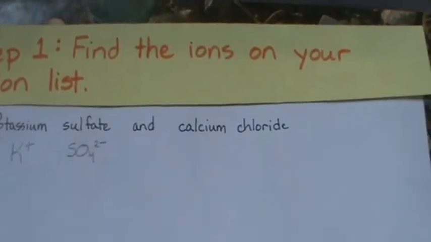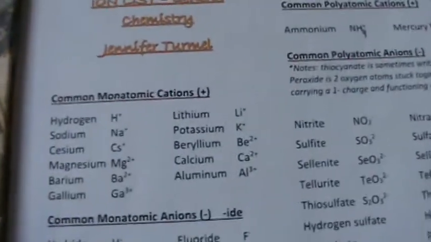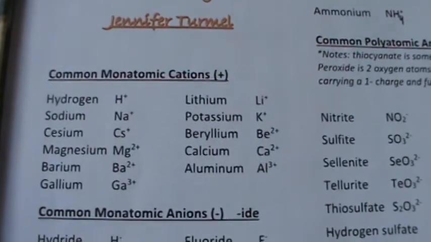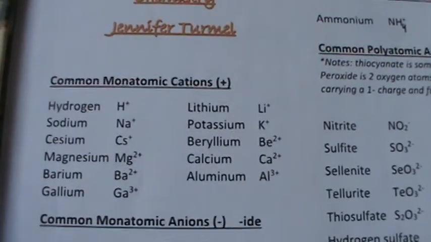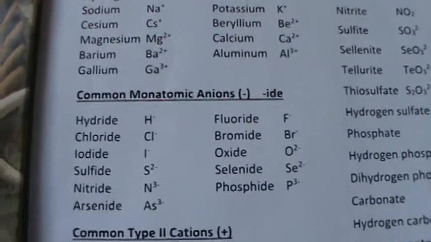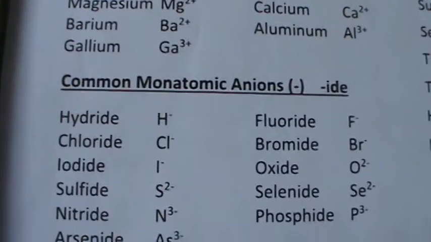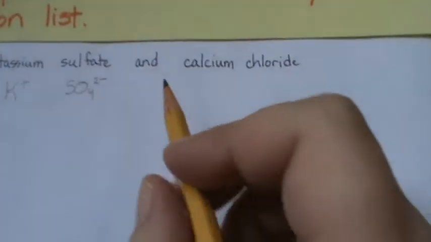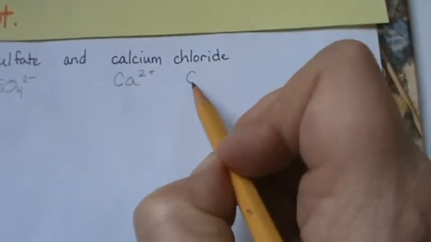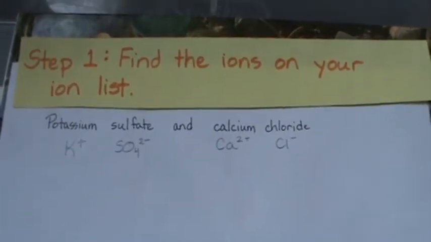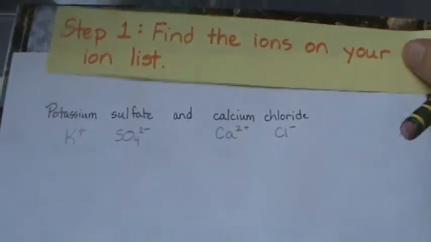And the next one is calcium chloride. Okay, and both calcium and chloride are in my list here. Here I have calcium, Ca2+, and then chloride, Cl-. Okay, so that was our step one, find the ions on our ion list.